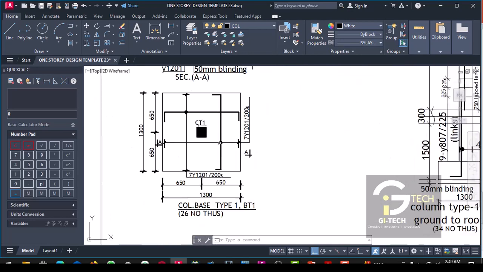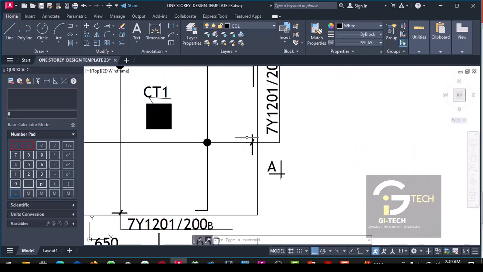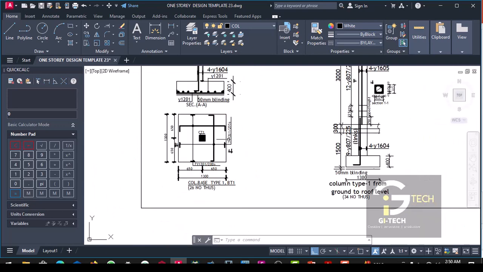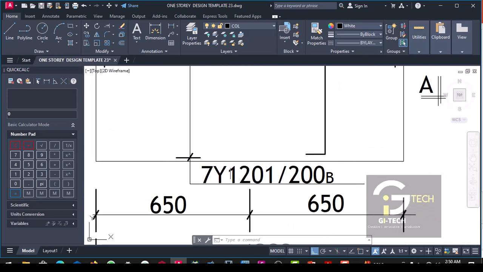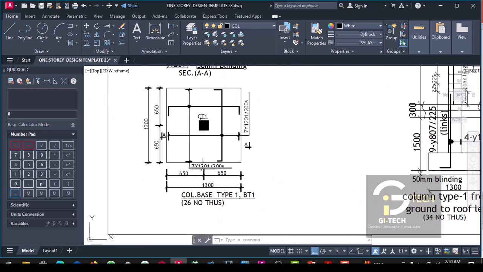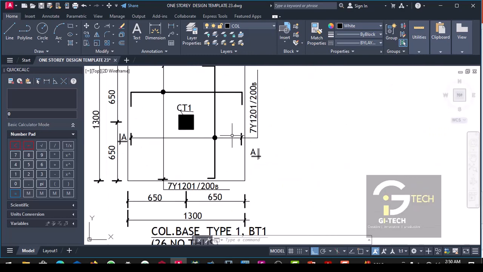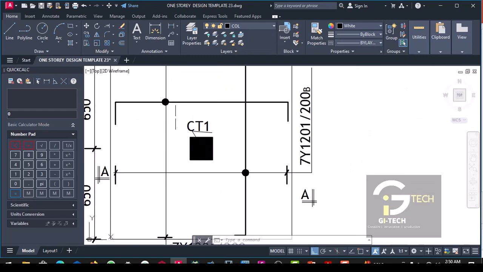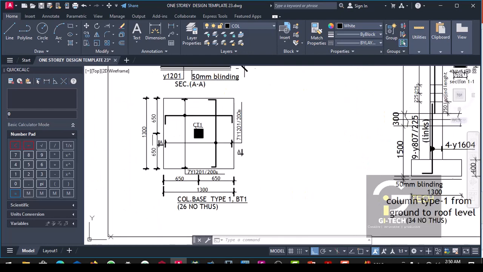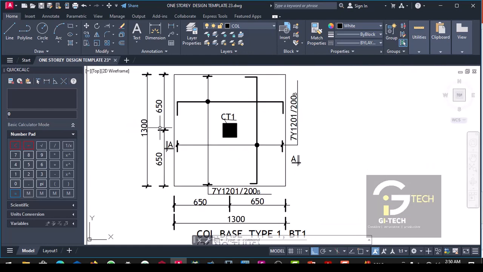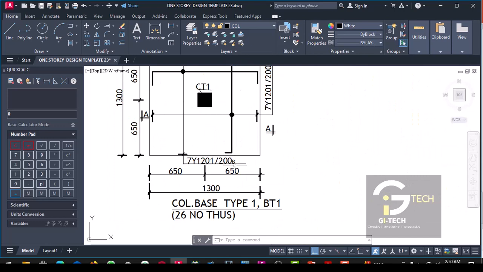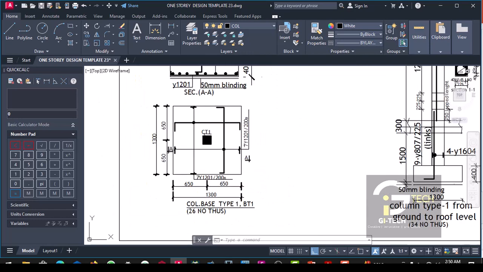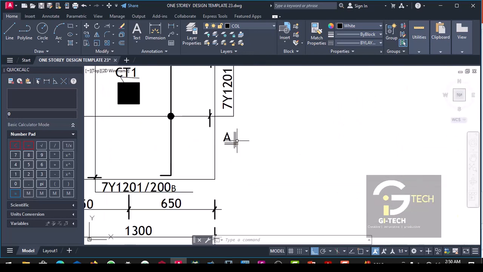Then each of these footing reinforcement is 7Y12-01. Then we also have 7Y12-01 here. Now, we have the same bar mark because we have the same size of footings. You look at the LY: the LY is 1,300 and the LX is 1,300. So we will have the same length of the reinforcement and also the same diameter of the reinforcement.